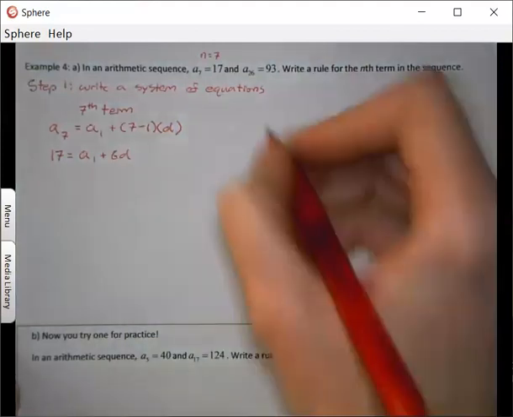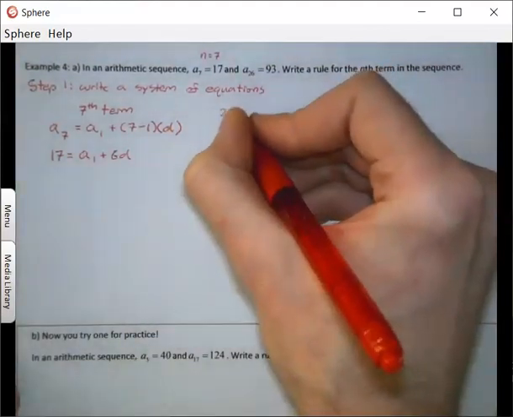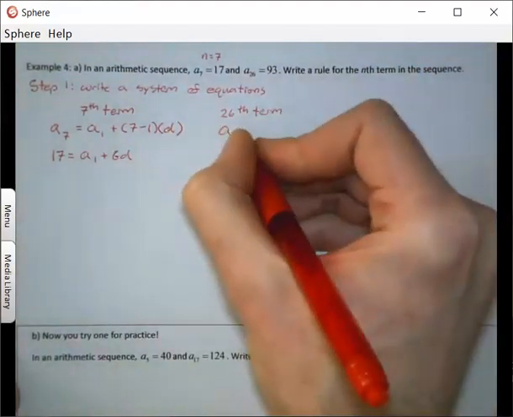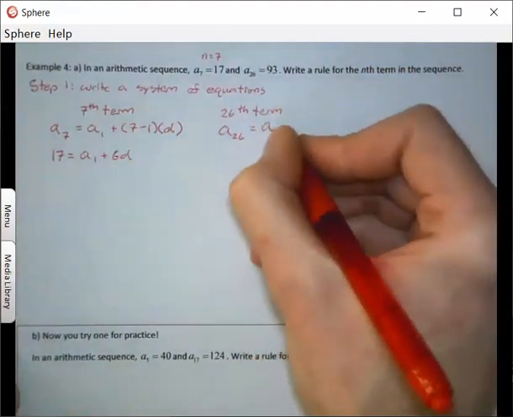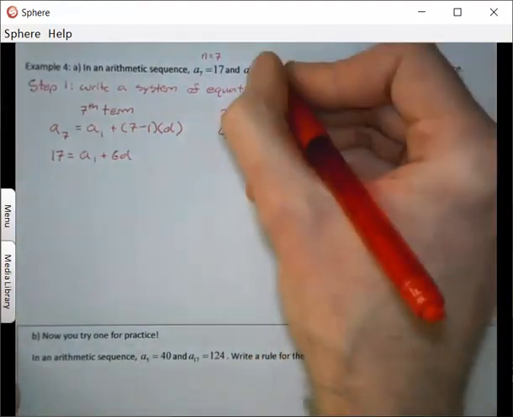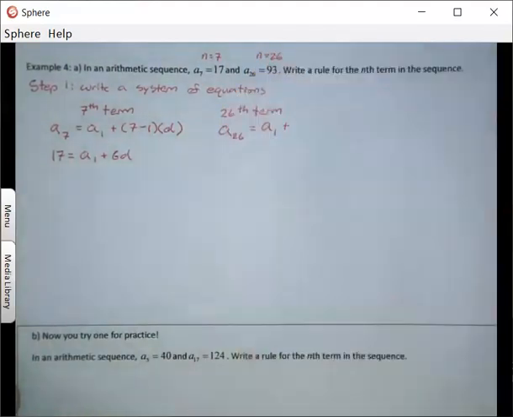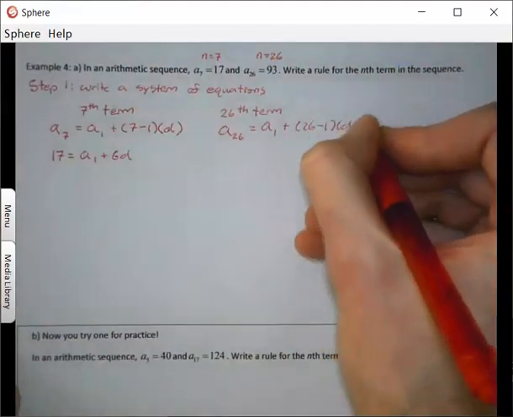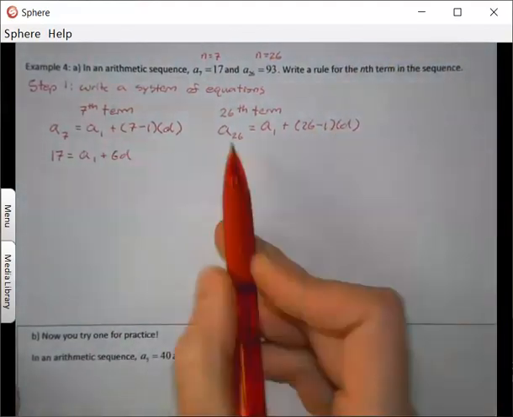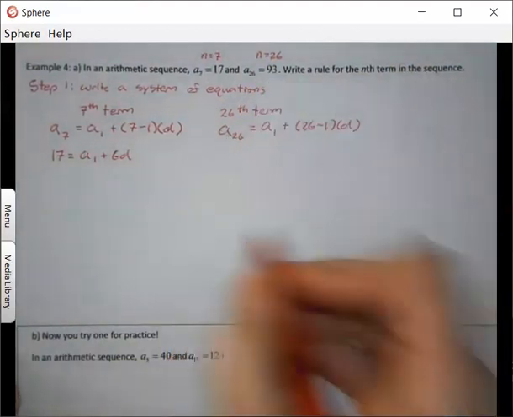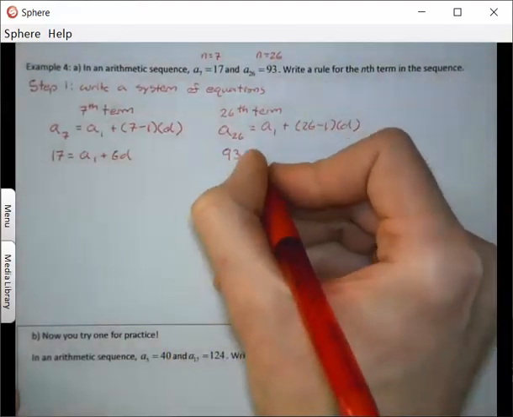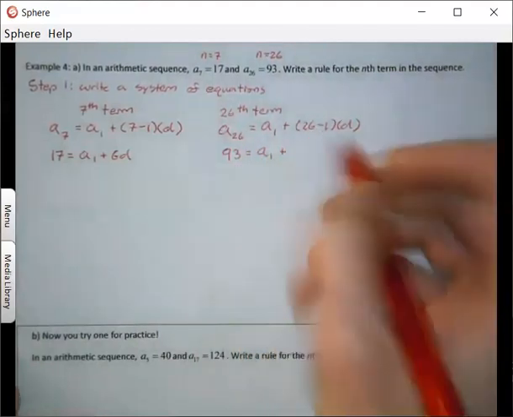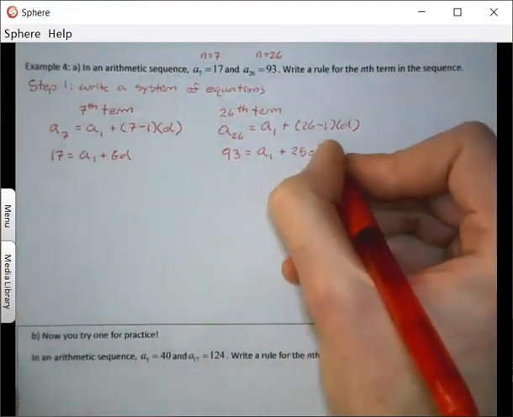So we'll do the same thing for our 26th term. So a sub 26 is equal to a sub 1 plus, and again, n is 26. That's our 26th term. So 26 minus 1 times d, but we know what a sub 26 is. It's 93. So we can say 93 is equal to our first term plus 26 minus 1, or 25 times our common difference.